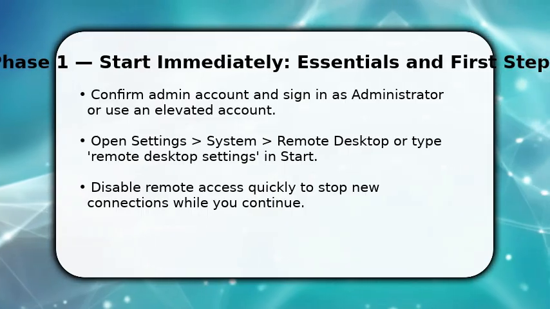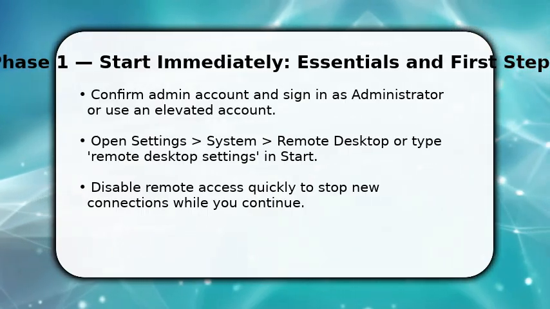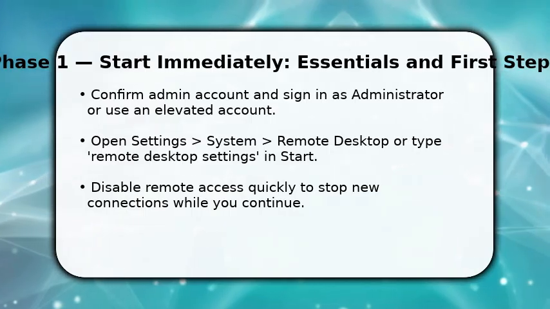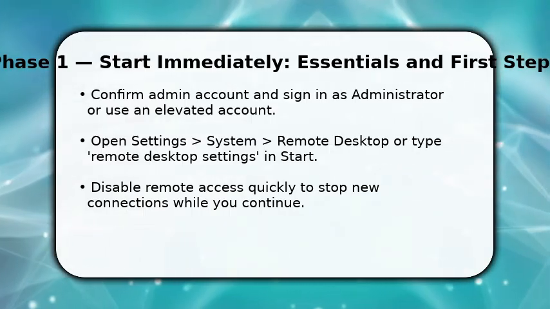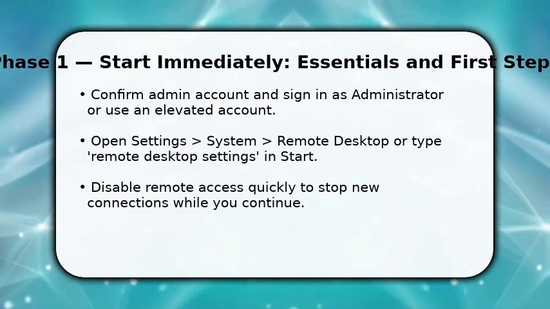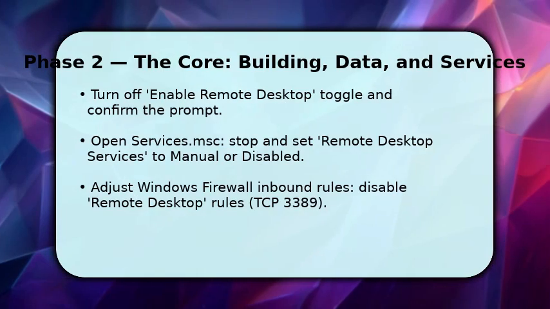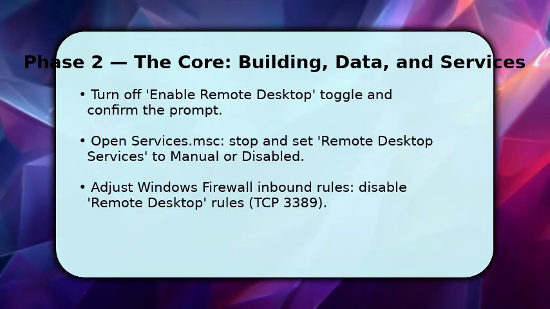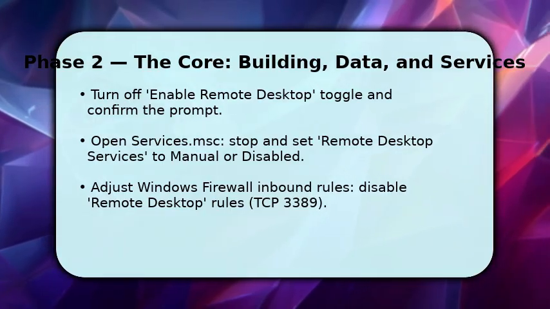Now locate the toggle labeled Enable Remote Desktop and prepare to switch it off. This first action prevents new RDP connections immediately while you perform follow-up steps. With the toggle off, confirm the dialog to apply the change. This disables the high-level feature.